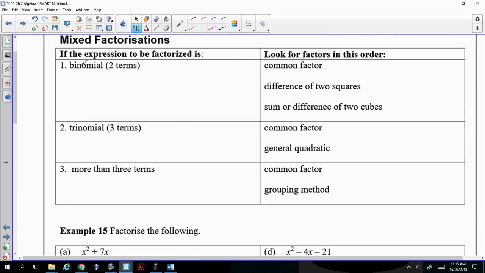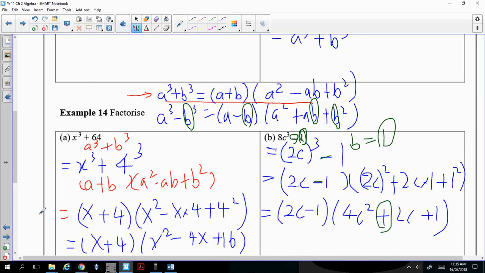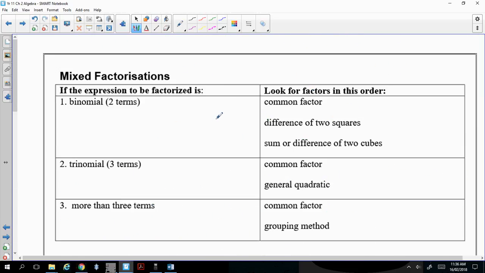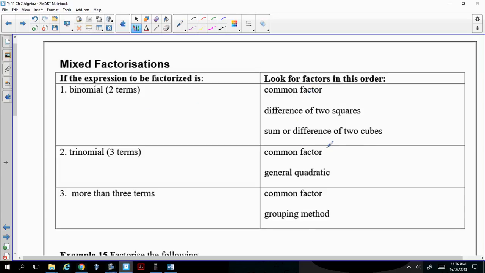Now, obviously, when the question says it's a difference or sum of two cubes, you know what formula to use. But in the test, they don't tell you what formula. You need to recognize which factorization technique to use. Let's categorize them. If it's a binomial, meaning two terms, bi means two, you always first look for a common factor and check whether it's a difference of two squares or sum of two cubes. And then use the formula accordingly.